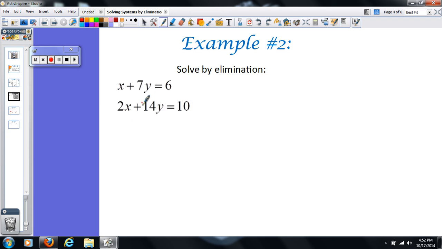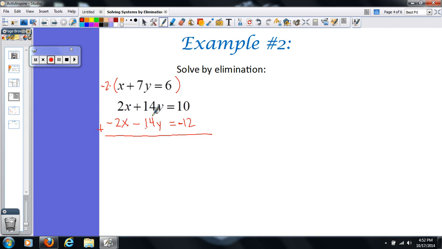Now you've got to ask yourself, can I multiply one of the equations by a number to get an opposite coefficient? So if I was to multiply 1 times negative 2, I would get negative 2, which would be the opposite of this. So I'm going to manipulate the first equation by negative 2. This is going to give me negative 2x minus 14y equals negative 12. Okay, so in this one, I only had to multiply one of the equations by a number to be able to eliminate, because now I can go ahead and add.